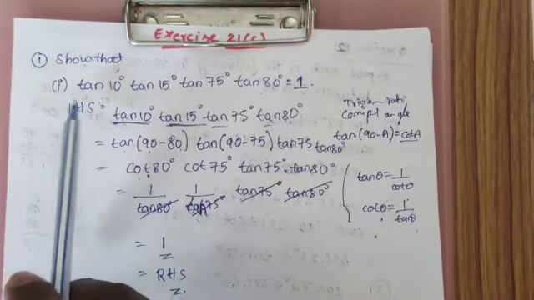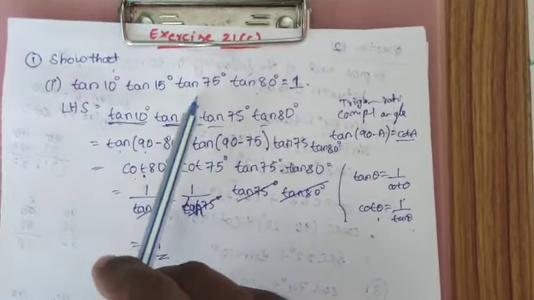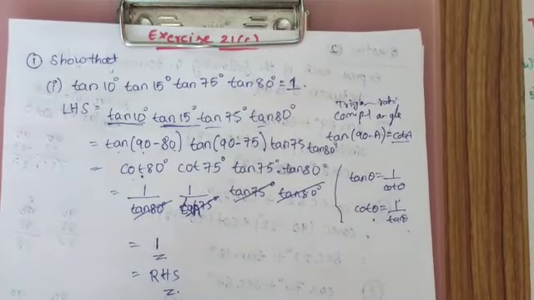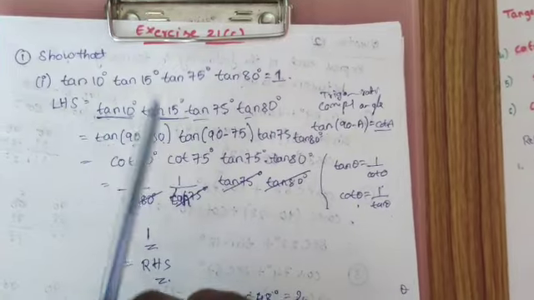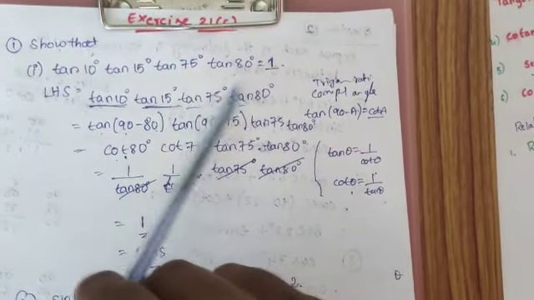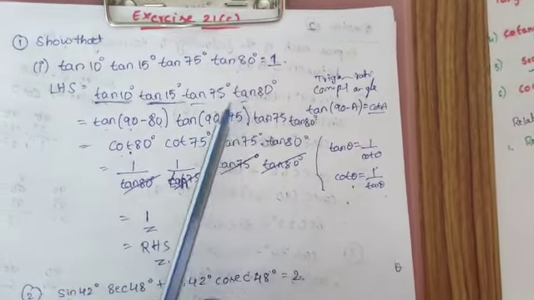We need to show that tan 10 degree, tan 15 degree into tan 75 degree into tan 80 degree is equal to 1. So how to show this? First let us consider LHS. So tan 10 degree, tan 15 degree into tan 75 degree into tan 80 degree. So that is what your LHS is.